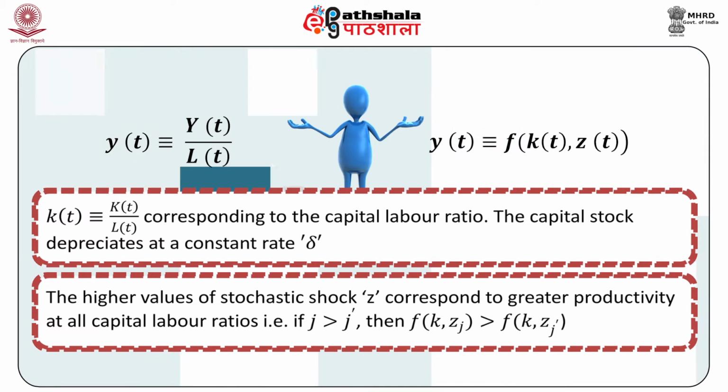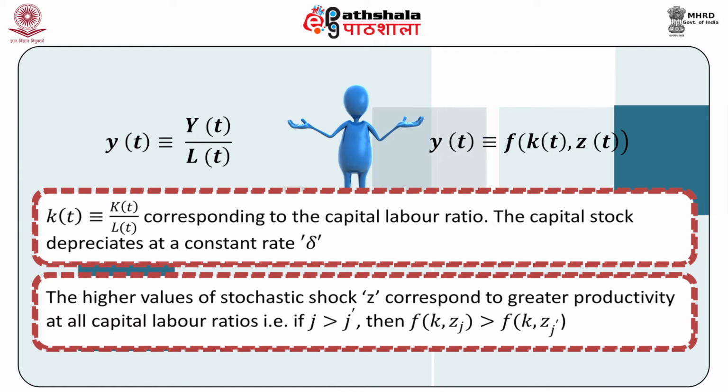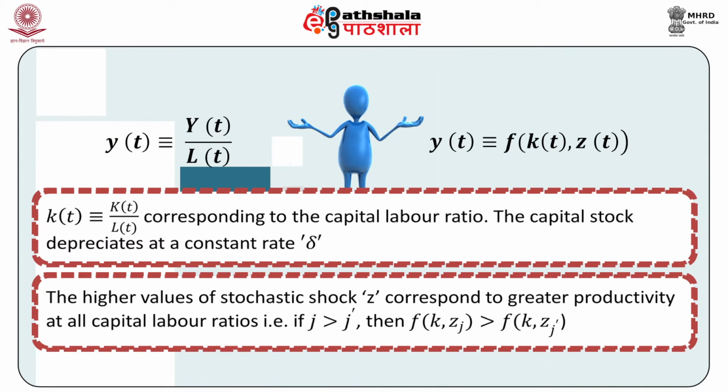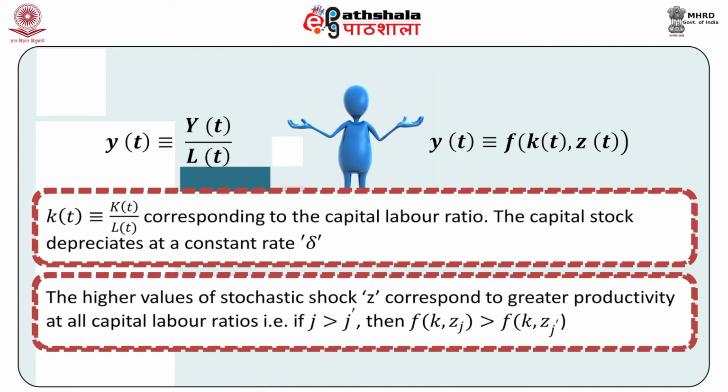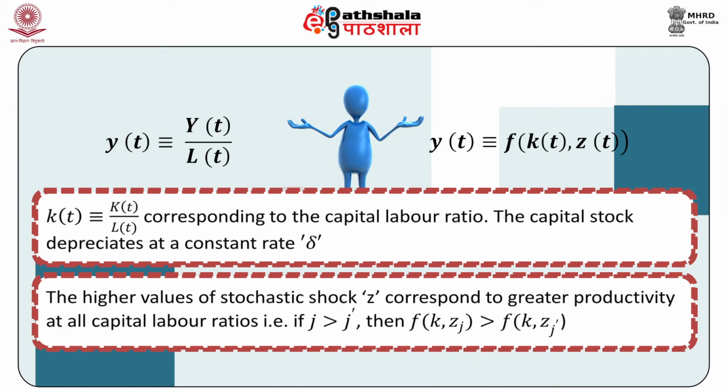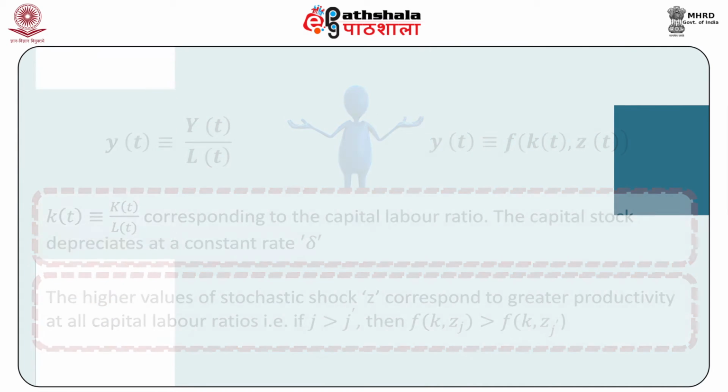It is further assumed that the higher values of the stochastic shock, that is Z, correspond to greater productivity at all capital labor ratios, that is, if j is greater than j dash, then f_k(z_j) is greater than f_k(z_j dash). Now taking a representative household that tries to maximize its utility function u(c).